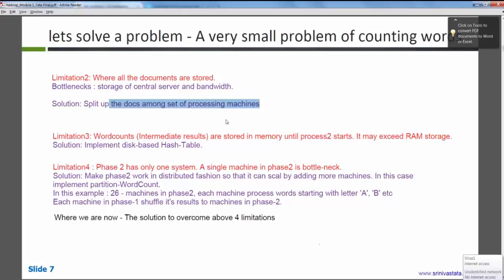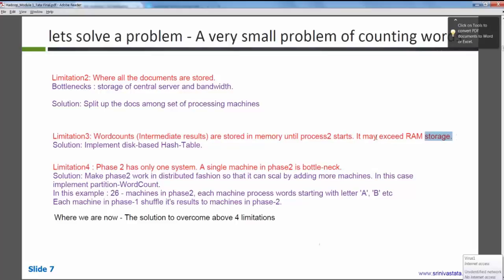Okay. Let us see limitation 3. Word counts, intermediate results are stored in memory until process 2 starts. So in process 1, each computer works on the set of documents which the computer has and gives the results to process 2. Process 2 runs on a different machine, right? Yes. So until the process 1 machine transfers the data to process 2, the data needs to be stored in the memory of the process 1 system. It may exceed the RAM storage.